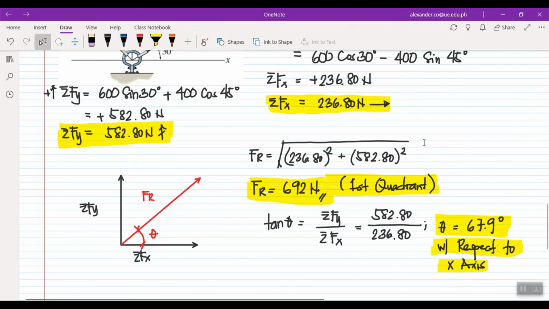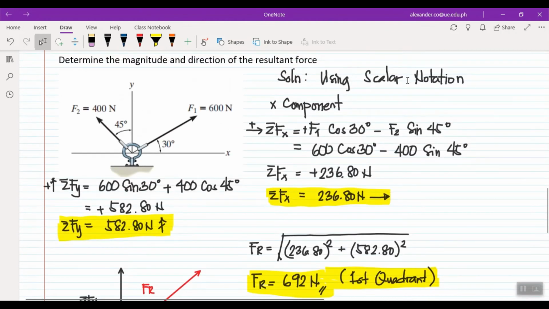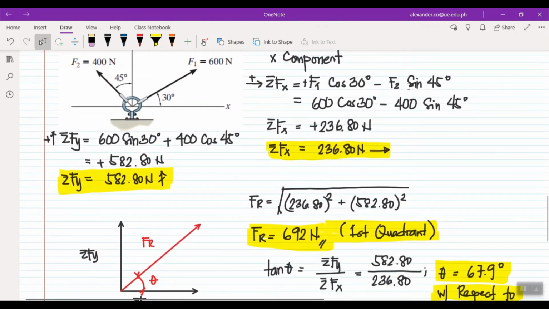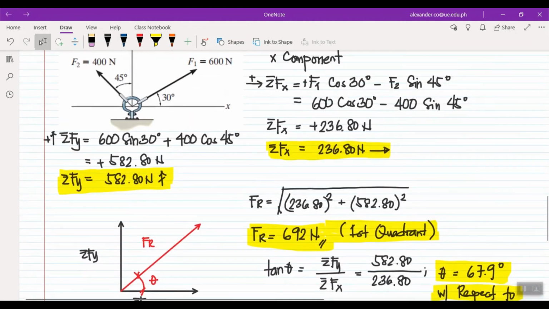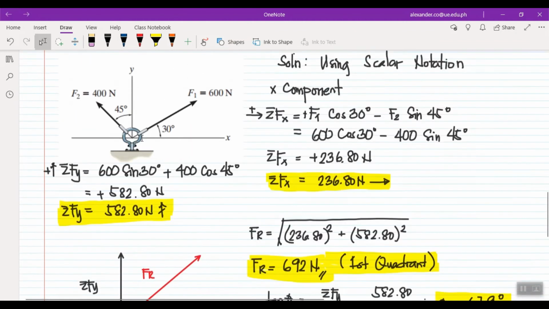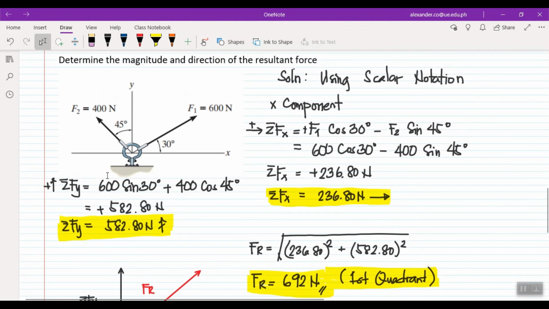Okay? Scalar lang yan, no? Scalar notation. It's using scalar. So, it's very straightforward. Kunin mo lang yung component lahat ng x. So, x component ng F1, x component ng F2. Then, pag positive, it means going to the right. Pag negative, going to the left. Diba? Using yung quadrant. Kunin mo naman yung y. Lahat ng y. Y ng F1, y ng F2. Positive kasi lahat pataas.